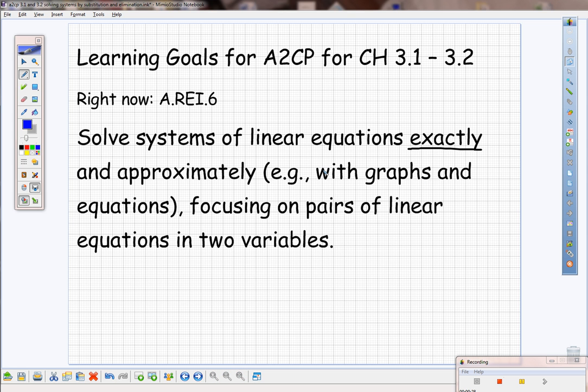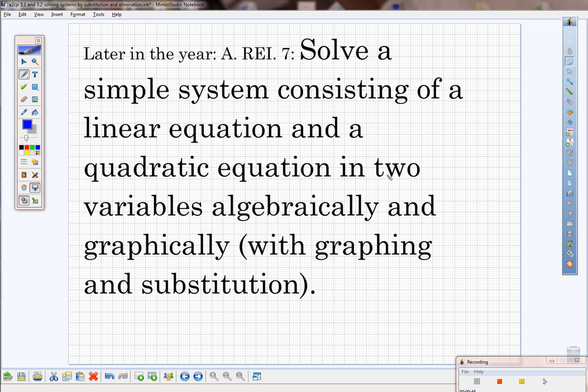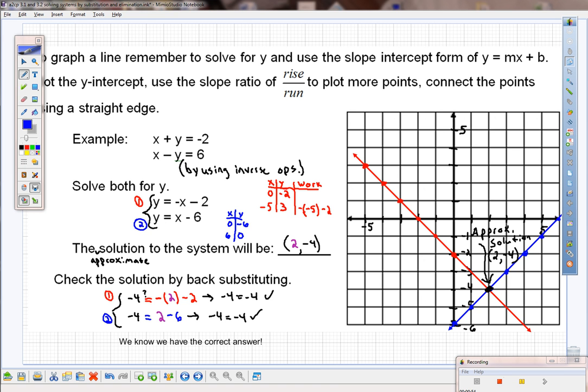Remember, we did go over our goals, and the main goal here is that we are solving the systems of linear equations exactly. We've taken care of the approximate solutions with graphs. We are solving them exactly. That is very important because we are going toward solving a linear equation and a quadratic equation. When we get there, you'll be just fine.